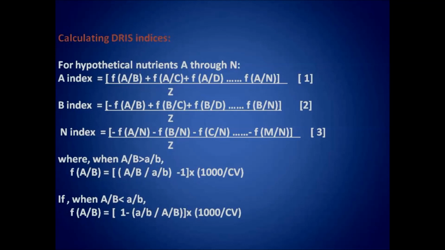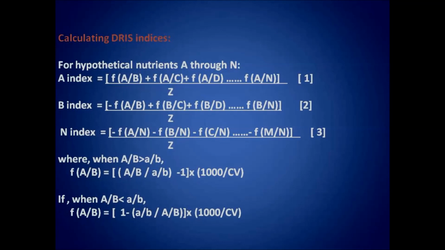Here, capital A by B is the nutrient ratio of the sample, and small a by small b is the nutrient ratio of the standard value developed from the norms. Therefore, the function A by B, for the corresponding nutrient we are diagnosing, is equal to A by B over the standard a by b minus 1, into 100 by coefficient of variation, times 1000 by coefficient of variation.